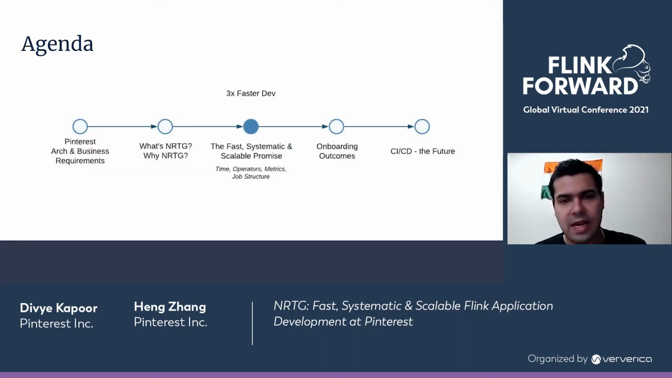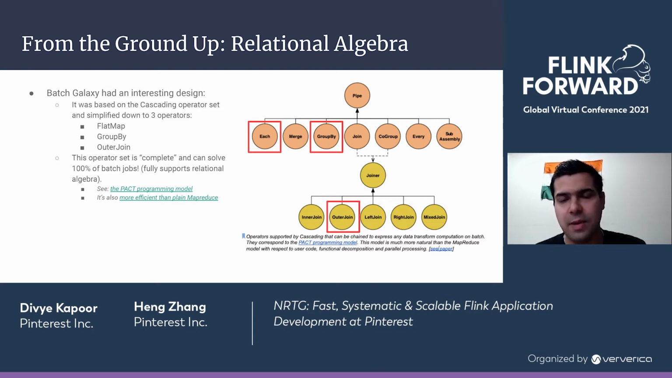And so we'll move forward to the fast, systematic, and scalable promise. How do we get 3 times faster development versus the DataStream API? You'll see some of the results. But before we get there, we need to talk a little bit about relational algebra.